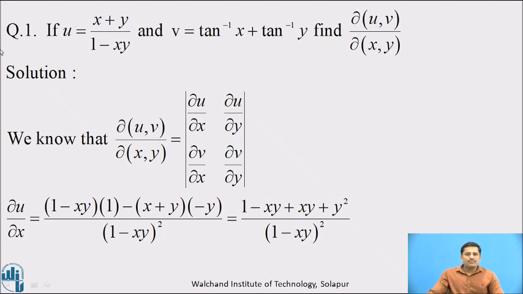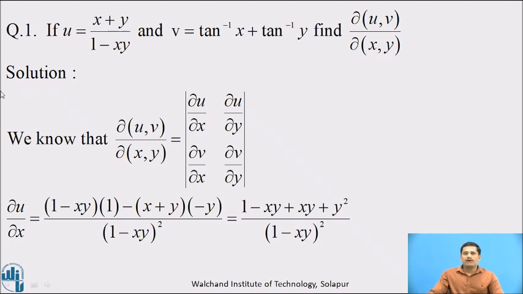Let us consider the first example. If u equal to (x plus y) upon (1 minus x y), and v equal to tan inverse x plus tan inverse y, find the Jacobian of u, v with respect to x, y.